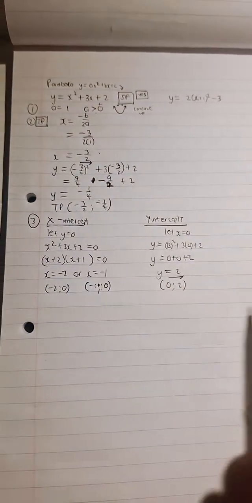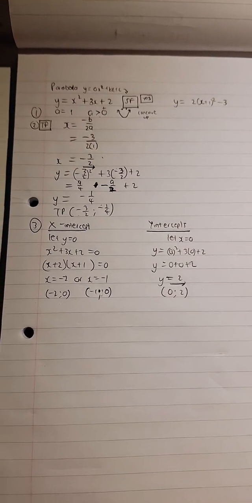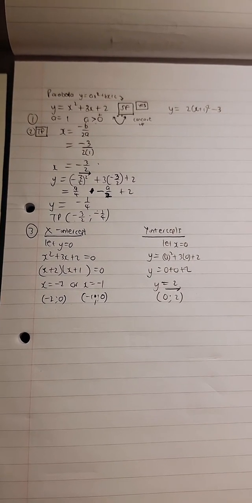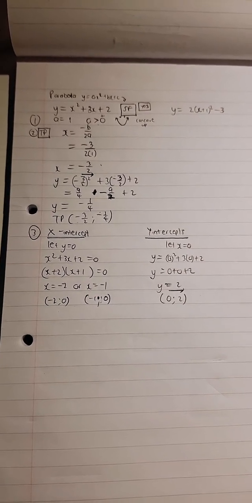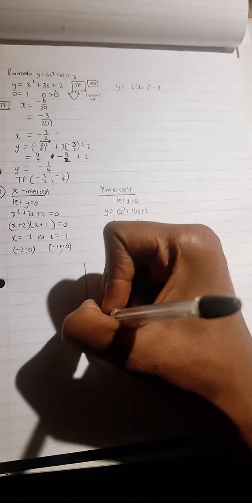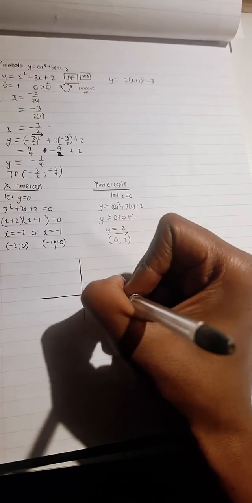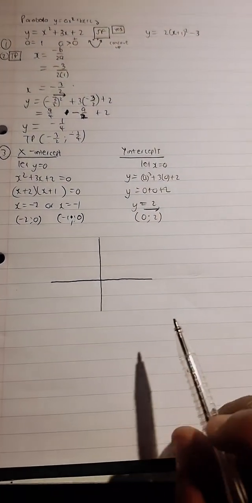Yeah, so we have x-intercept, y-intercept. Now we are ready. What are we ready to do? We are ready to sketch because we have all the details that we need, don't we? Yeah, we do, guys. So let's see the sketch, how it is. Let us see it.